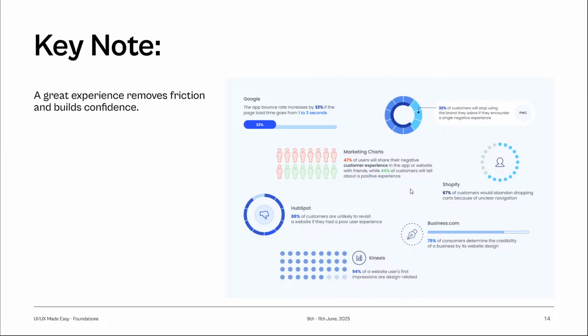They can check and then tell you, and basically you can see that 47% of users will share their negative customer experience in the app, or website visit, with friends, while 44% of customers will tell about the positive experience. Now, basically, you can see that a higher percentage will actually tell about the bad experience, then a lower percentage will tell about the good experience.